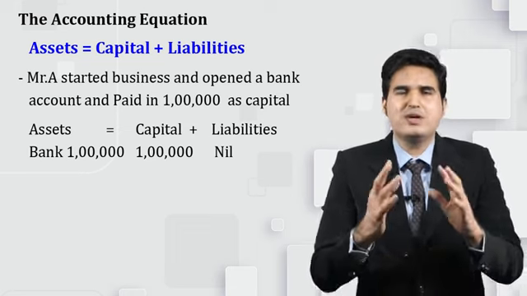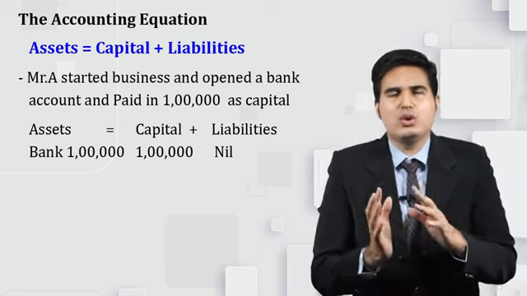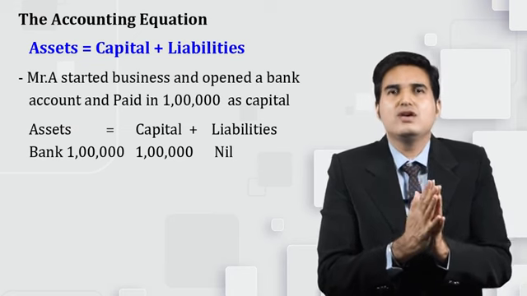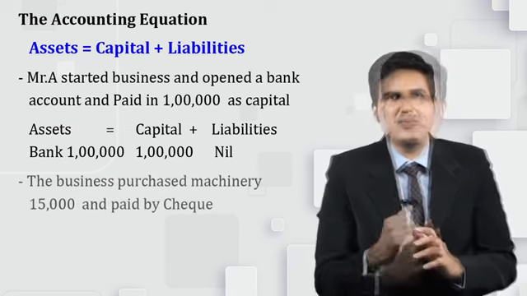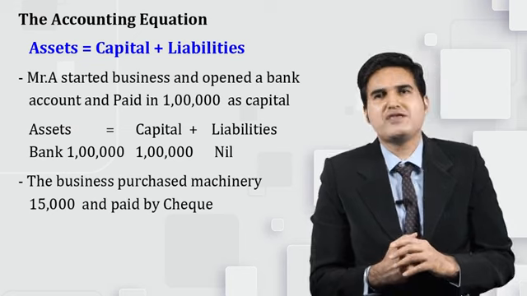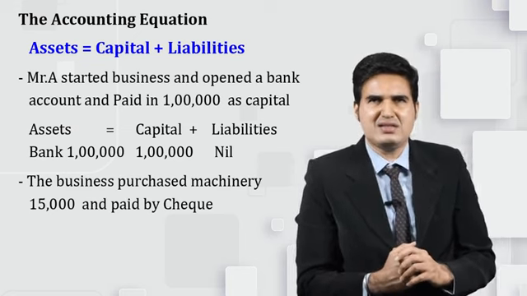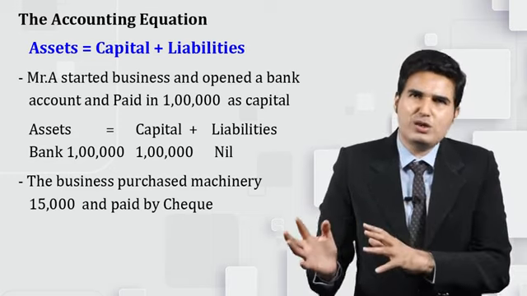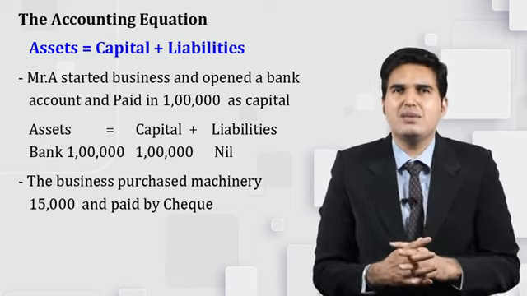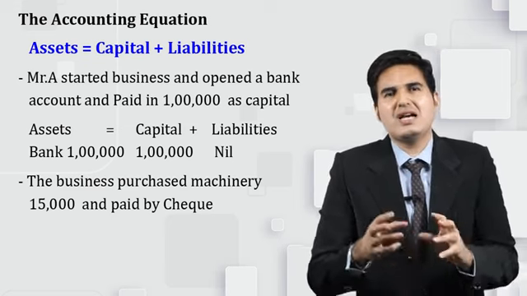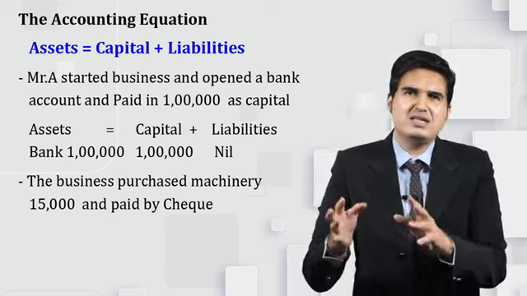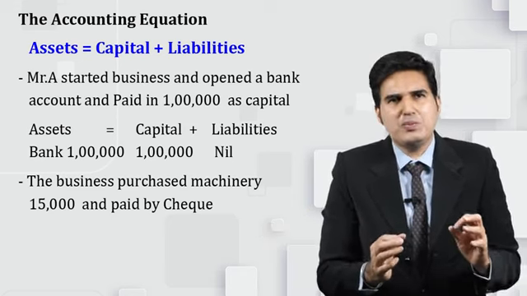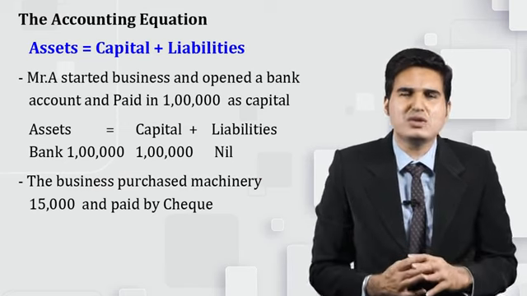Right? I hope you got this point very clearly. The owner is always considered to be a separate person from the business organization. The business purchased a machine for $15,000 and paid by check. So machinery is purchased. Now we already have 1 lakh rupees in the name of business. Alright, so 1 lakh rupees is deposited in the bank in the name of business. From this 1 lakh rupees, we have purchased a machinery for 15,000 rupees.